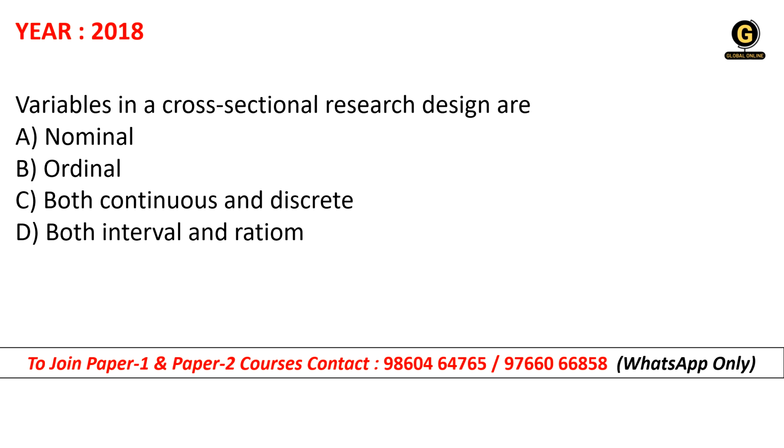Next question: variables in a cross-sectional research design are A nominal, B ordinal, C both continuous and discrete, and D both interval and ratio. So basically C is the correct answer, both continuous and discrete. Cross-sectional studies collect the data at one point in time. Such studies can include both types of variables, like continuous, for example income and height, and discrete also, like gender and educational level. So both continuous and discrete can be the design for cross-sectional research.